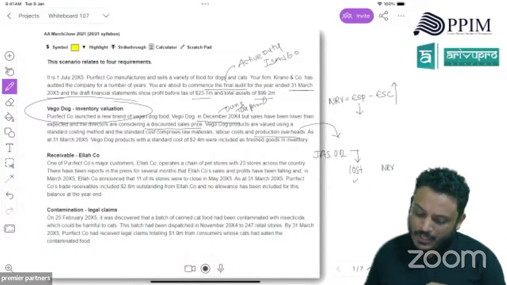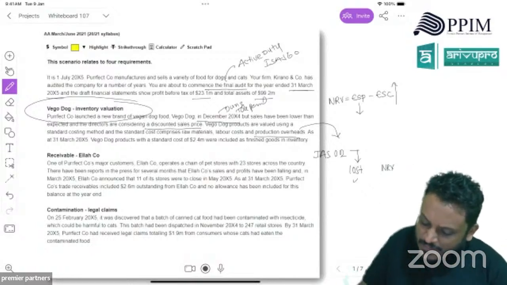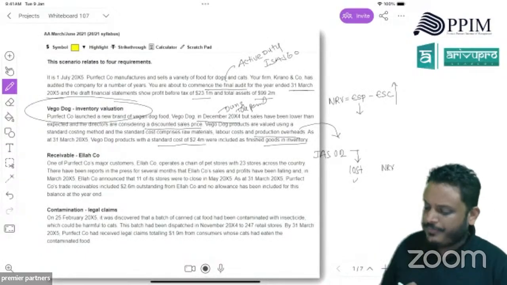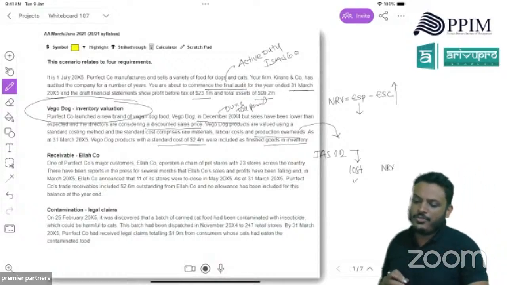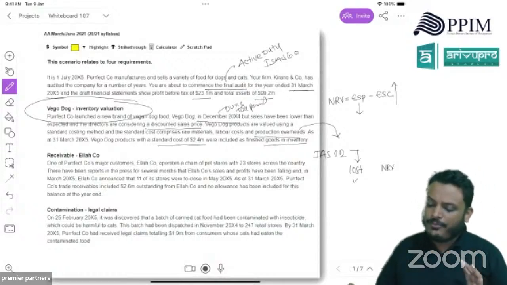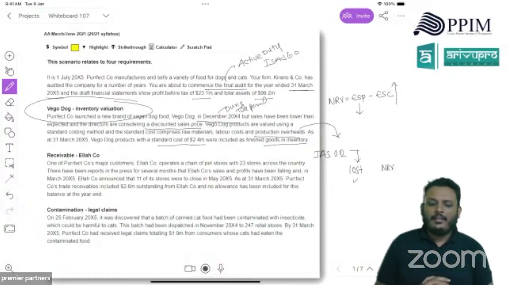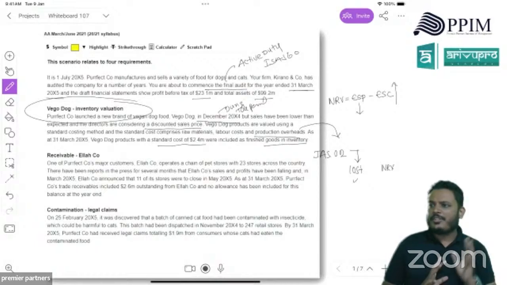Is that clear? Vego dog products with a standard cost of 2.4 million are included within the finished goods. So 2.4 million worth of standard cost. So simply what they are telling us is they are using the absorption costing method.